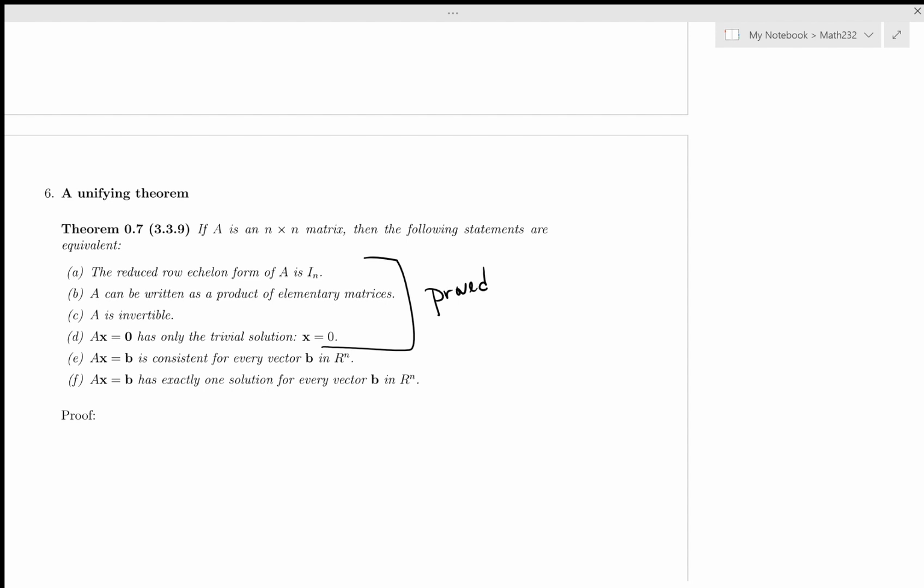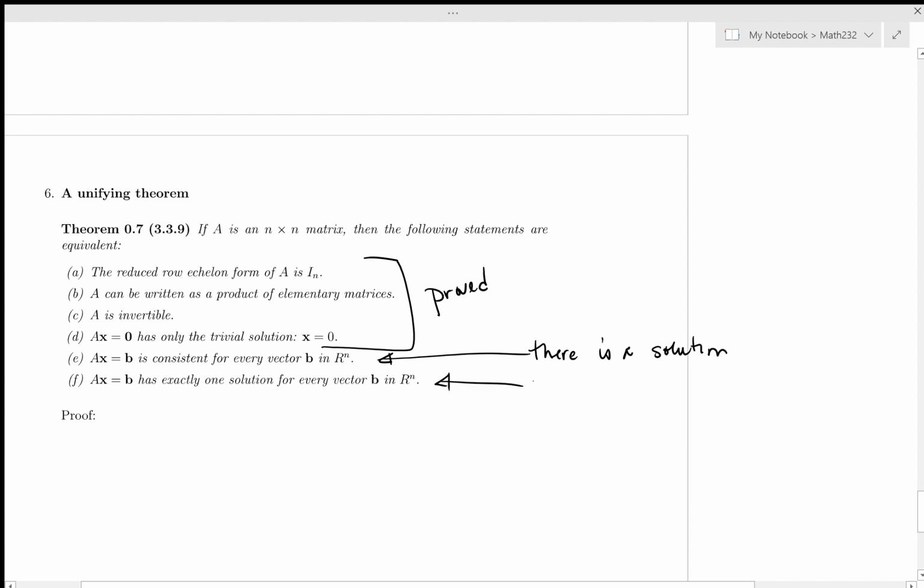We could say the reduced row echelon form of A is the identity matrix, or we could say A can be written as a product of elementary matrices, or A is invertible, or AX equals 0 has only the trivial solution X equals 0. Or AX equals B is consistent for every vector B in Rn. Or AX equals B has exactly one solution for every vector B in Rn. So this statement is saying there is a solution, and this statement is saying the solution is unique.